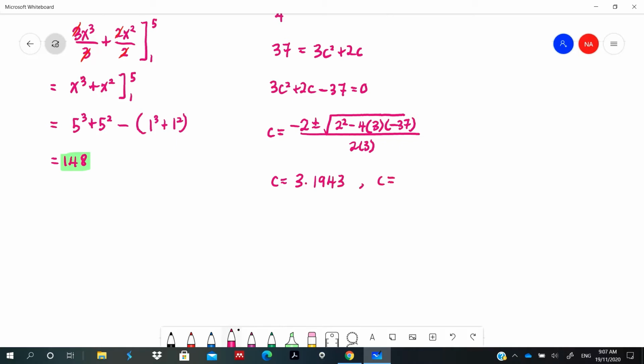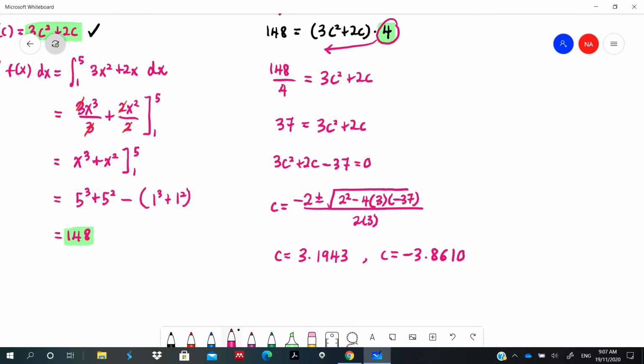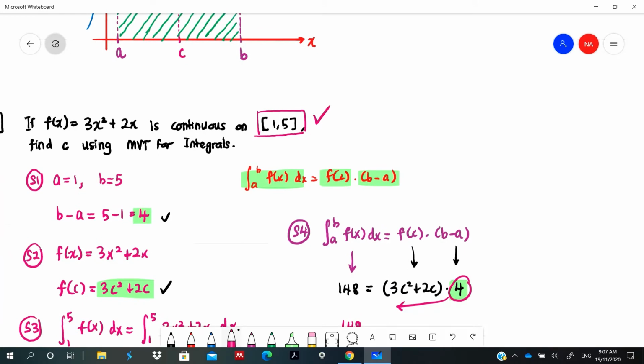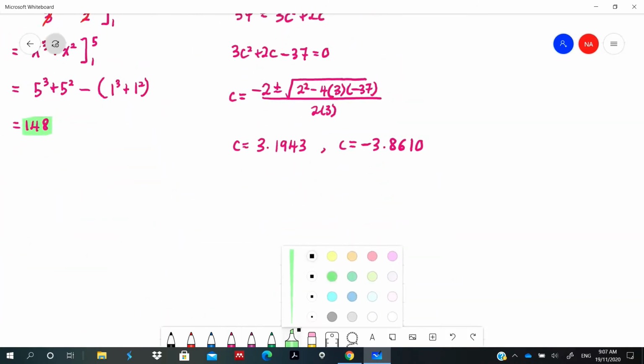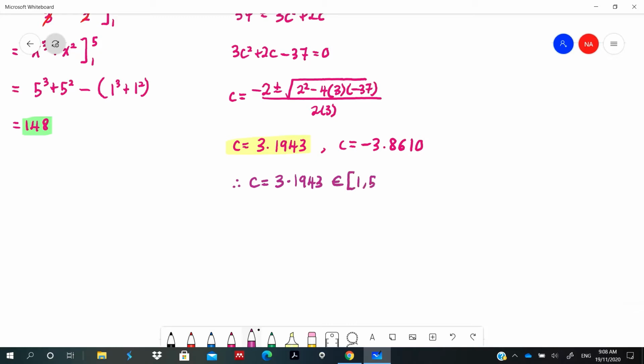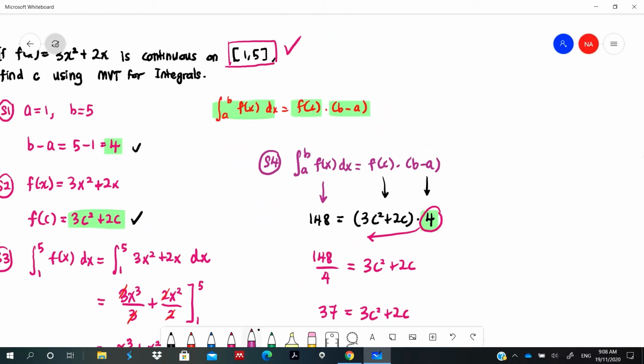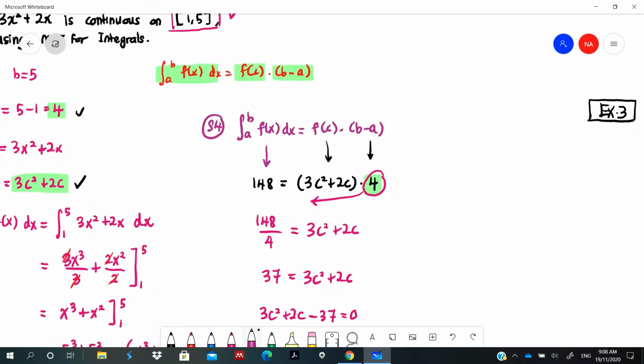3.1943. Another one, c is given by negative 3.8610. So the question is, are these two values within the interval? We should check that the interval is actually 1 to 5. Which value is between 1 and 5 is of course this value only. So we conclude that the value of c is therefore 3.1943 because it is within the interval 1 to 5. So very simple. The key point is to use the formula given by the mean value theorem for integrals.